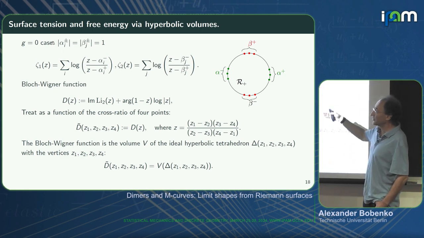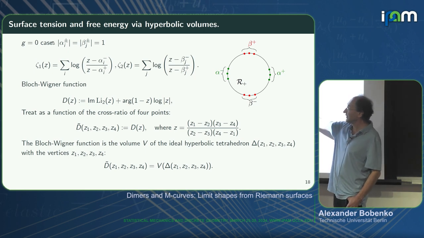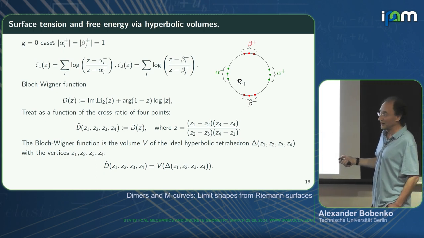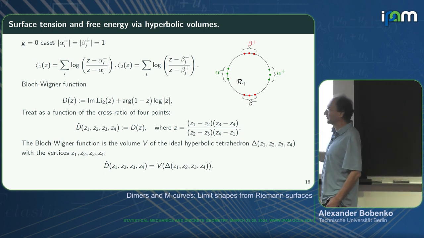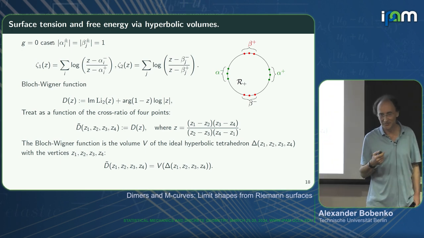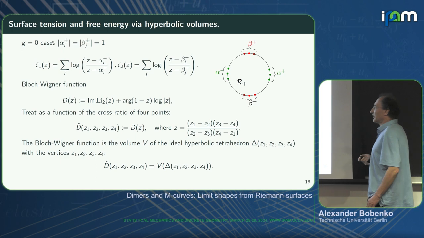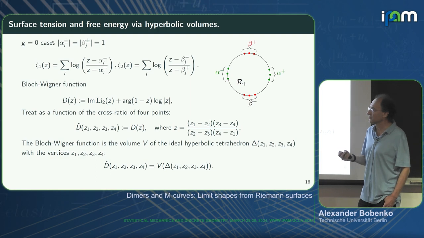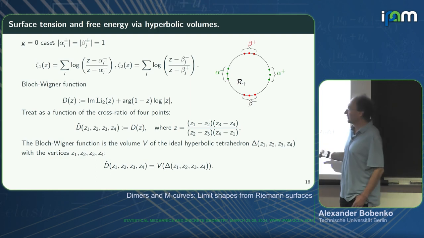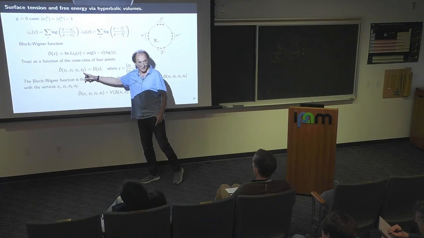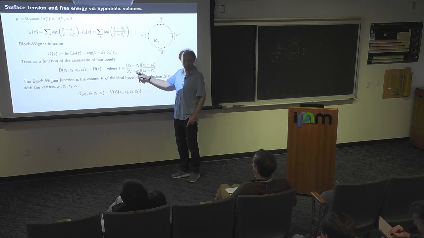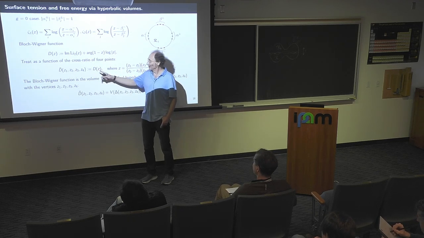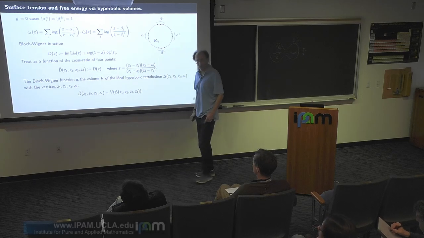And now let me introduce an important function, which is called the Bloch-Wigner function. It is defined using the dilogarithm in this way. And from the geometric perspective, it's more important than the dilogarithm function. It's more symmetric. Yeah? So what one can do? You can extend this function and treat it as a function of four points. And that's the definition. You have four arguments here. You take the cross ratio of these four points and take the value of this function at this cross ratio. So that's the definition of this function as a function of four points.